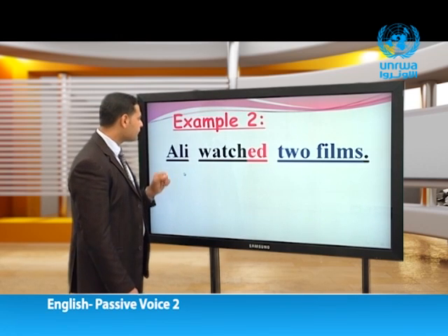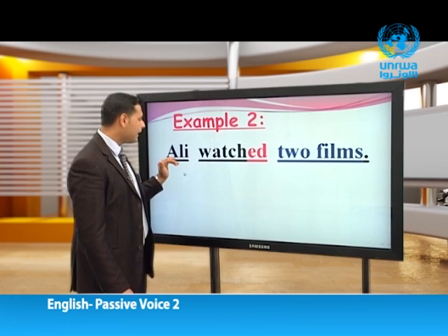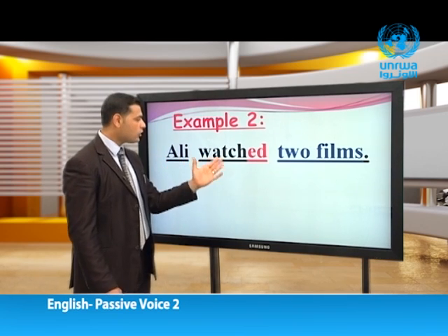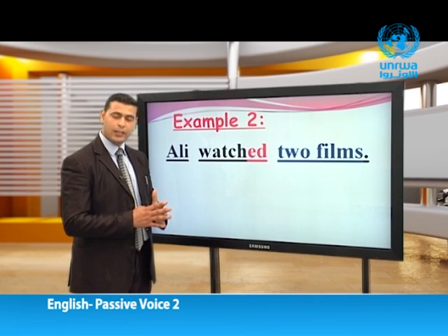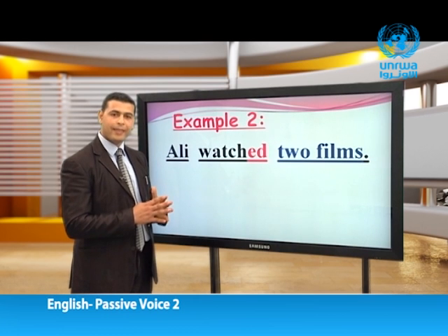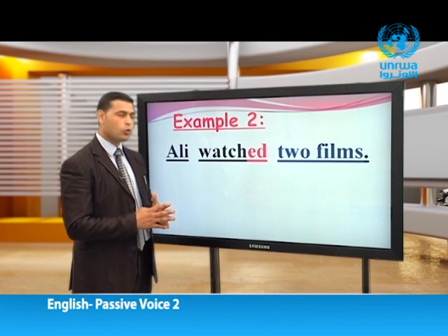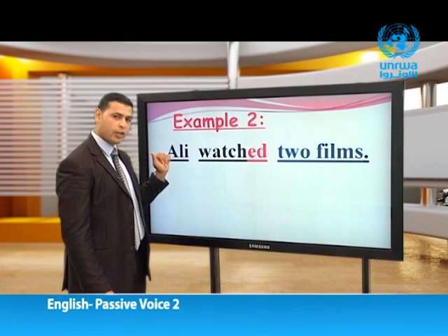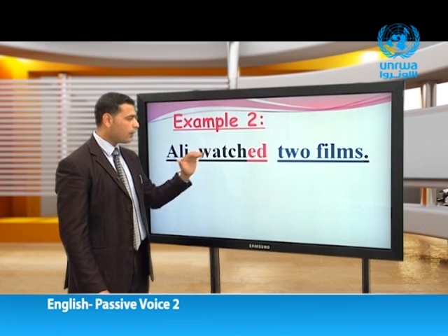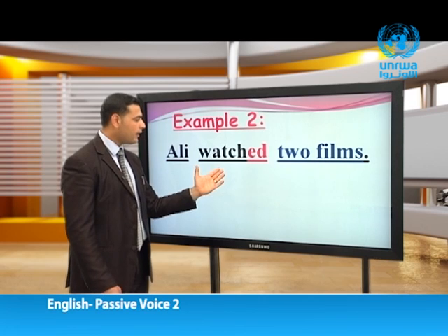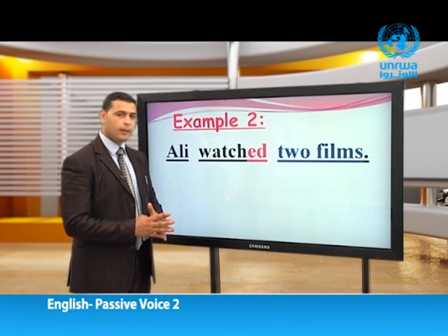All right. Example number 2. Ali watched 2 films. Let's change this sentence from active to passive. Okay, Ali watched 2 films. Ali is the subject, watched is the verb, 2 films is the object.